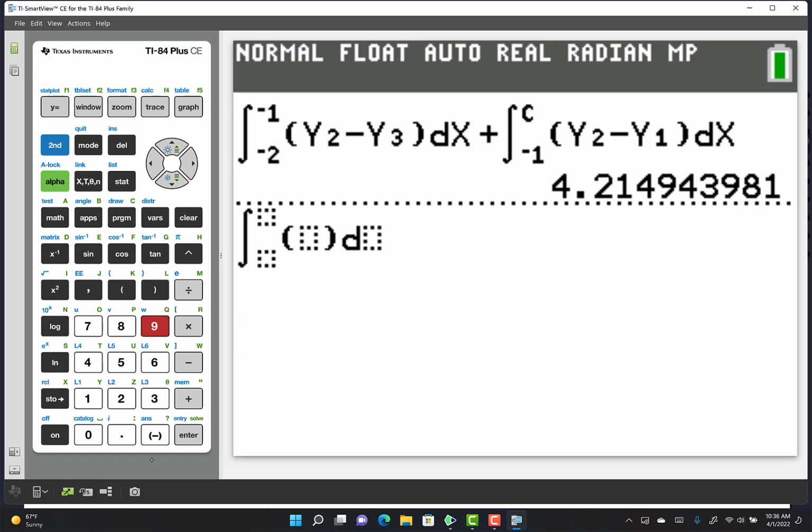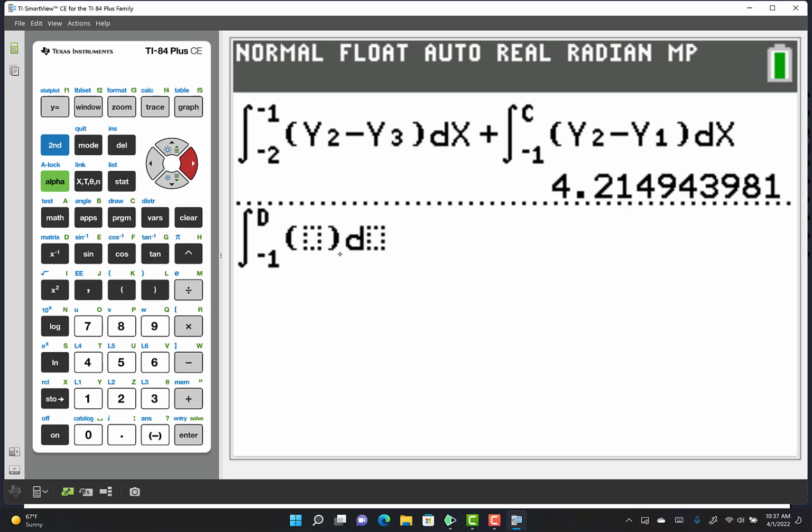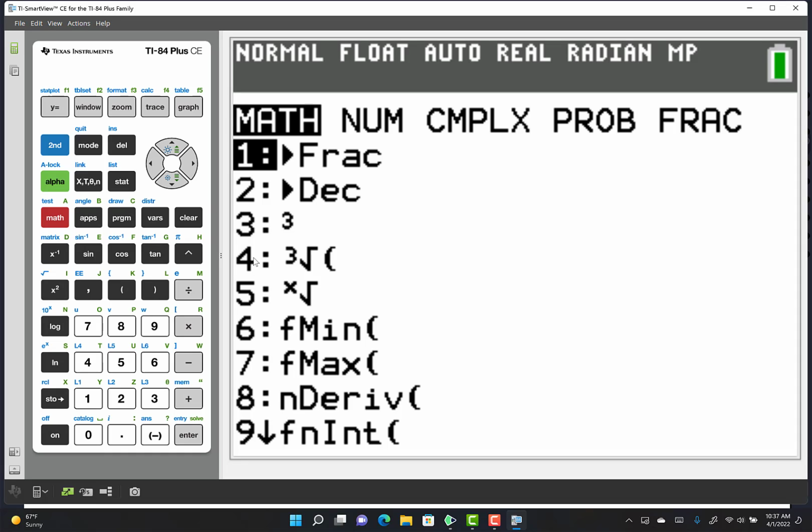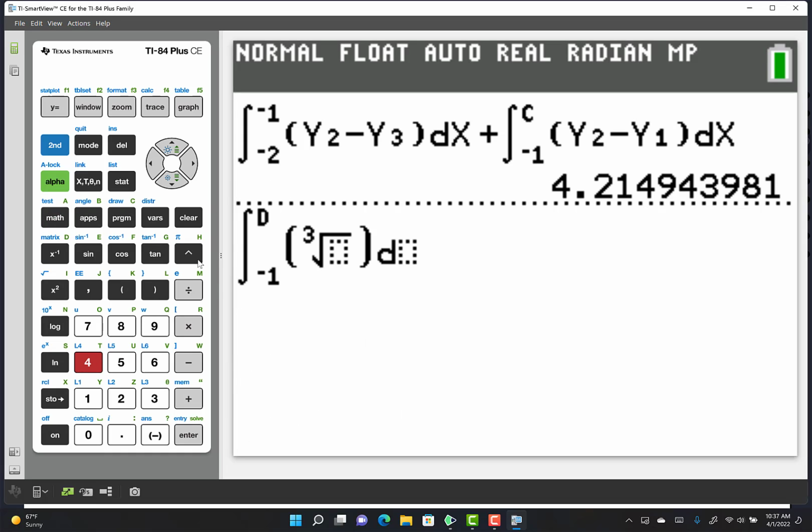Number 9, -1 all the way to alpha d. And then what did we say? We said cube root of y, right? So here we go. You can actually use any letter, but I just like to use the letter x because it's already there and it's fast. You know what I mean? So I'm going to say cube root of x. So in case you're looking for the cube root, guys, it's push math number 4. You don't have to. You can raise it to the exponent 1/3.